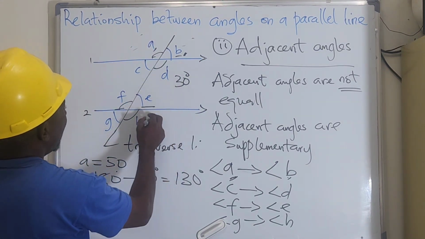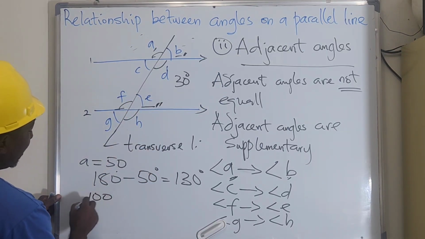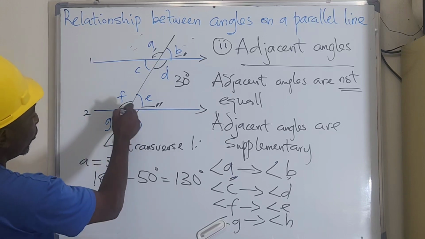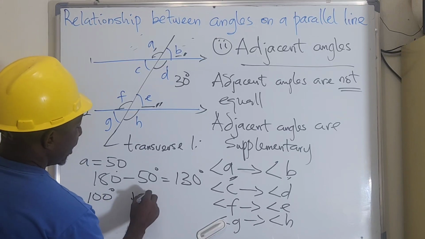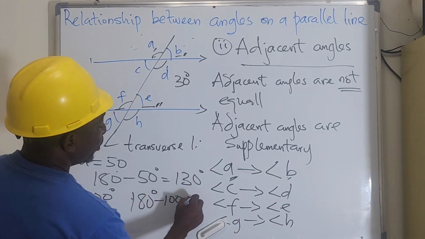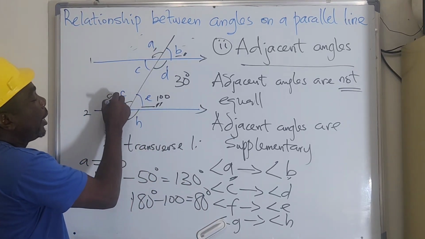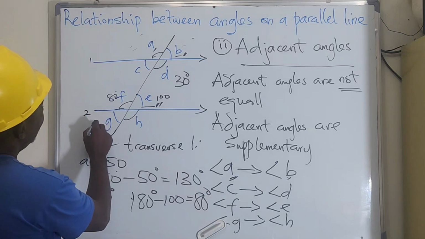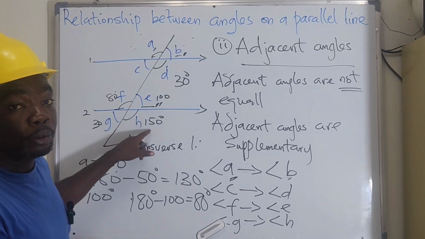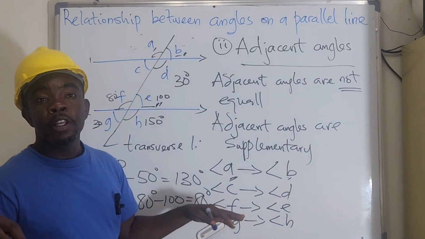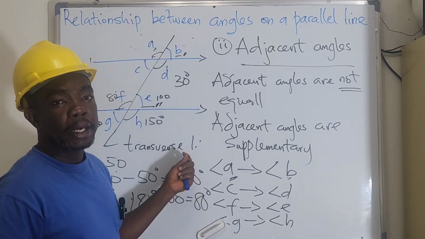If I have E here as 100 degrees, then the adjacent angle of E, which is F, will be 180 degrees minus 100 degrees, which will give us 80 degrees. If this is 30 degrees, this one will give you 150 degrees, because they are supplementary, because they lie on the same straight line. And we say that the summation of angles on a straight line is 180 degrees.